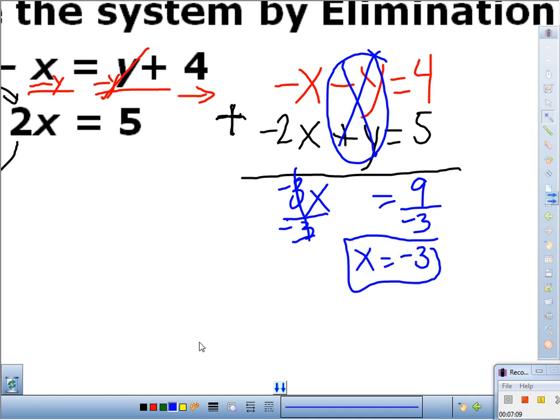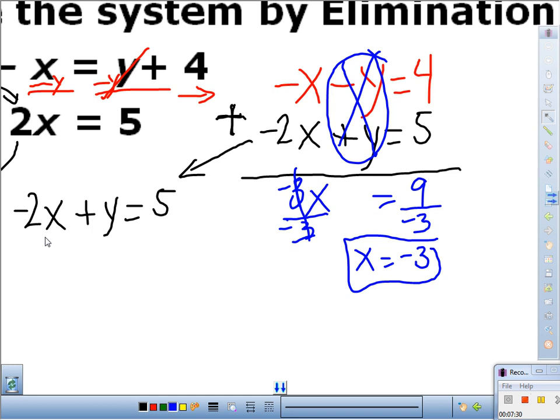From there, I need to substitute to find my y. Which equation shall I use, the top one or the bottom one? Does it matter? No. Who wants me to use the top one? Okay, let's use the bottom one. So let's take this one, negative 2x plus y equals 5. But instead of x, I'm going to substitute what number?